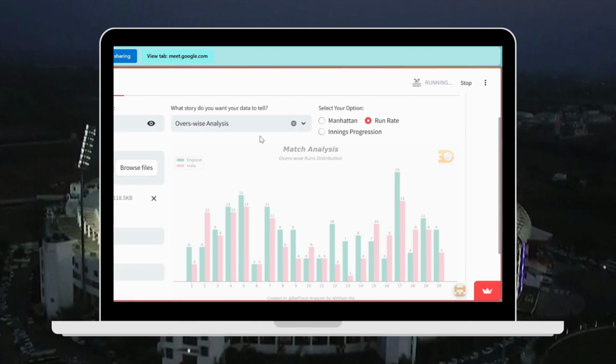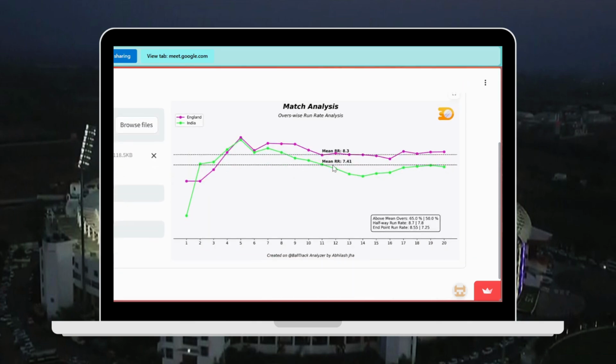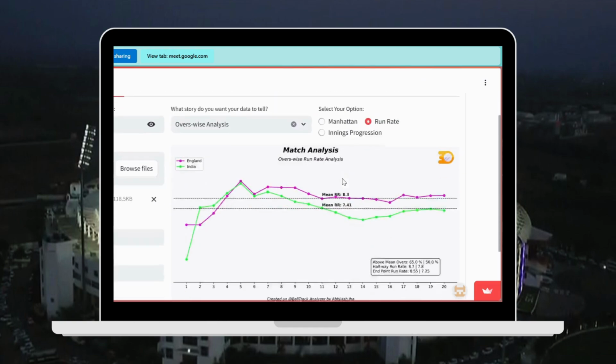As far as the run rate is concerned, once again, England's mean run rate stood at 8.3. And if we talk about India, the mean run rate stood at 7.41.